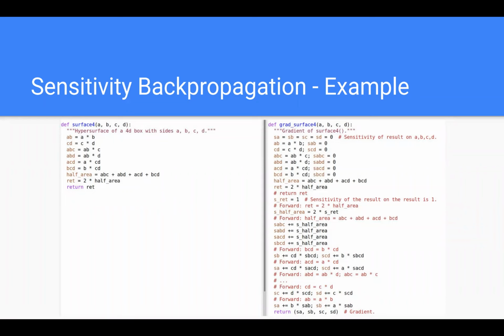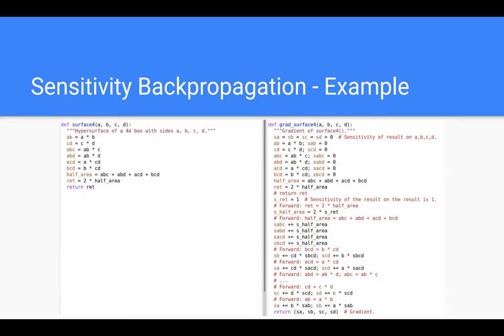Going down through the algorithm, we see this commented out line, return red. So as I said, I'm not returning the result here, but rather I'm starting to go again through the calculation in reverse at that point. And I'm doing this slightly more explicitly than I normally would by starting to introduce the sensitivity of the result on the result. And this is, of course, 1. If I adjust the result by epsilon, then the result changes by epsilon. So welcome to the tautology club.